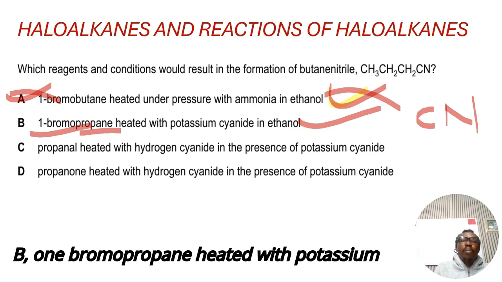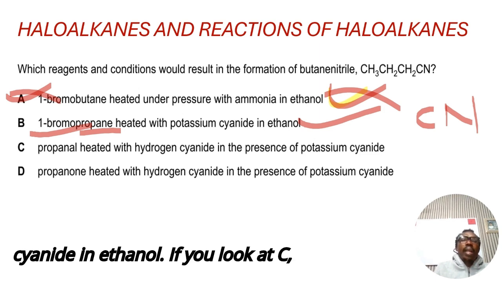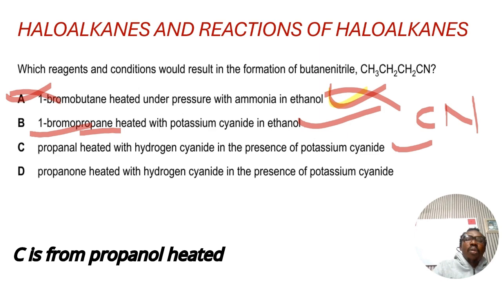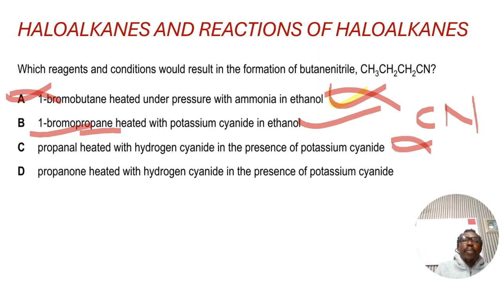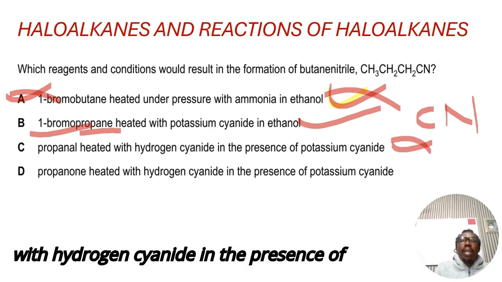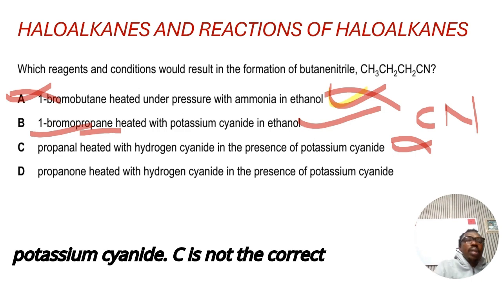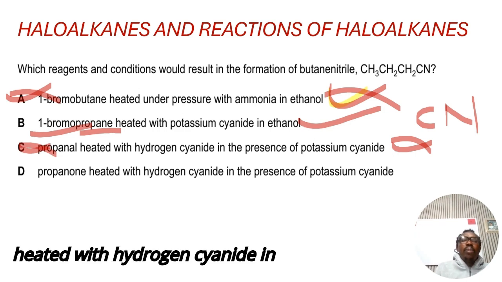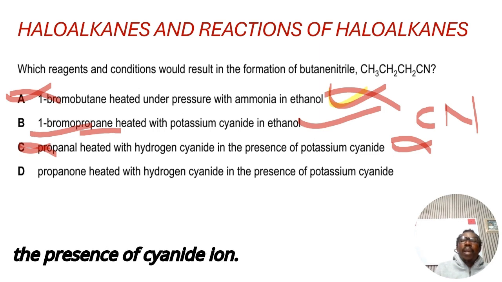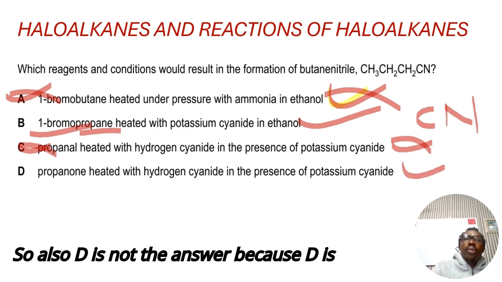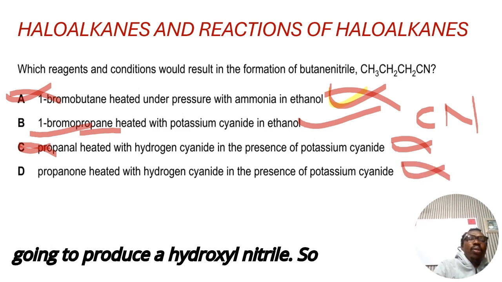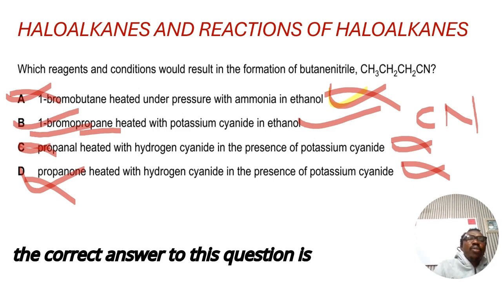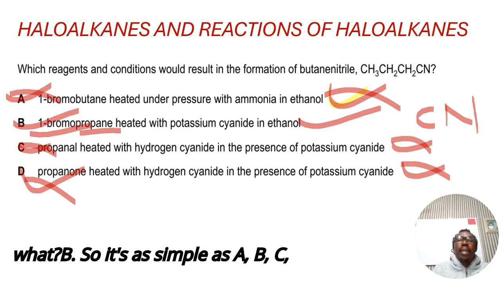1-bromopropane heated with potassium cyanide in ethanol. If you look at C, C is wrong. Propanol heated with hydrogen cyanide in the presence of potassium cyanide. C is not the correct answer. Also D is not the answer because D is going to produce a hydroxynitrile. So the correct answer to this question is B. So it's as simple as ABC.